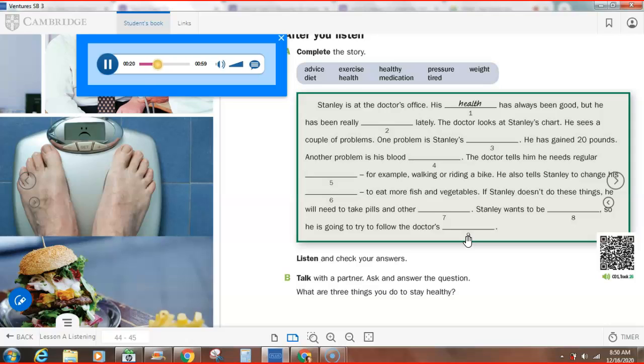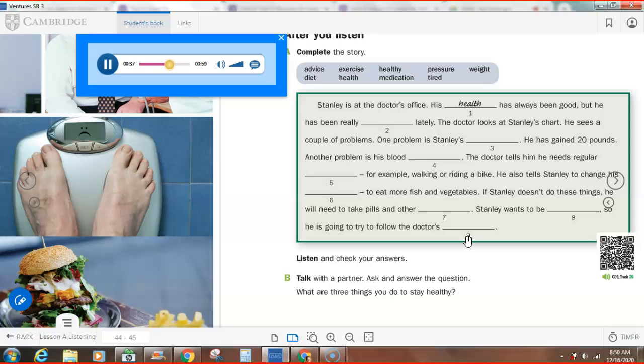Yes, I can. One I can do problem it is without Stanley's my note. weight. He has gained 20 pounds. Another problem is his blood pressure. The doctor tells him he needs regular exercise, for example, walking or riding a bike.